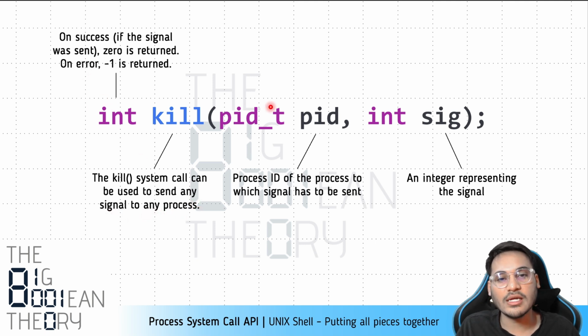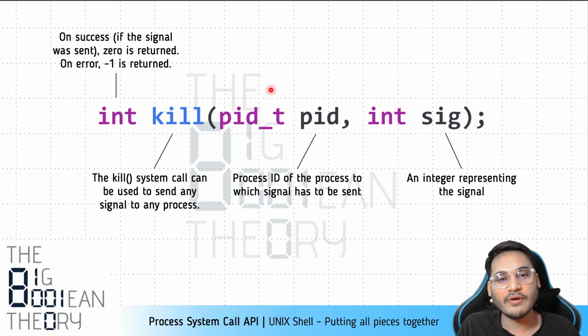So how does the interface look like? So basically, we take a process ID, right? This is the process ID of the process to which the signal has to be sent, right? So first of all, you identify, right? A process has to identify to which other process we want to send a signal, and for that we need a process ID, right? And that process ID has to be supplied here. A process ID, as we just discussed, is a way to uniquely identify a process in a given computer system.